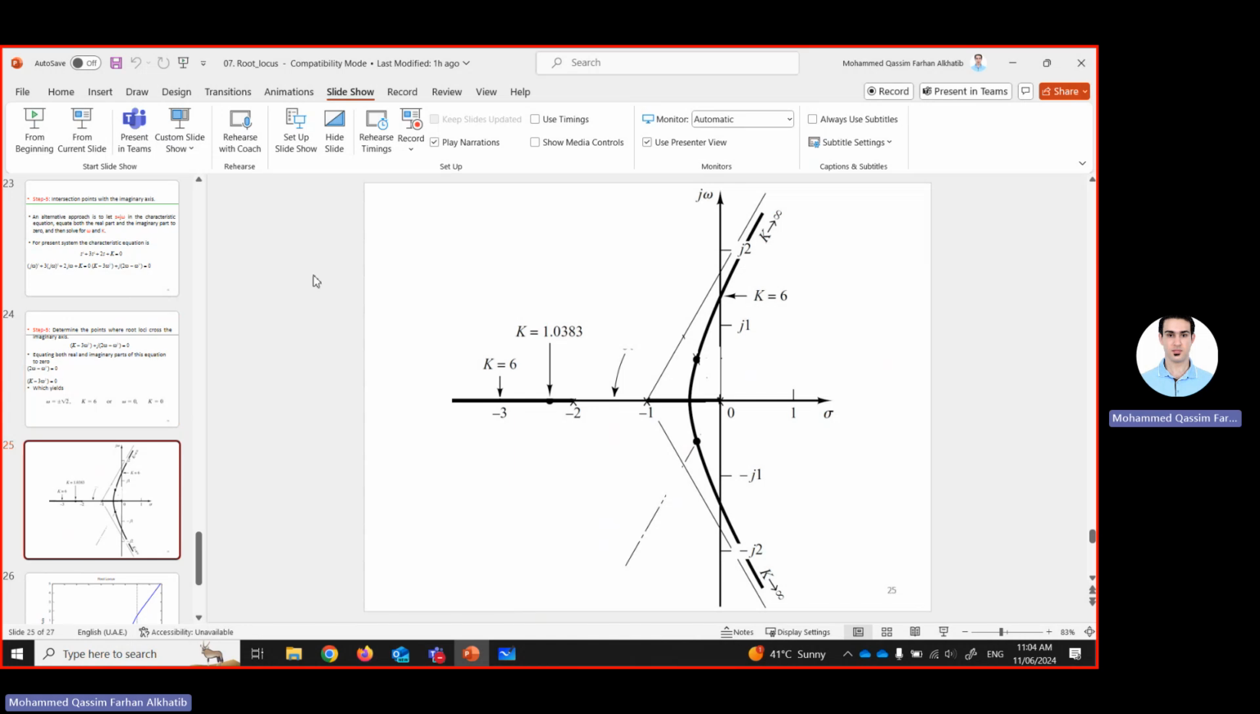It did the sketches. That's k equals 6. That's the intersection. So here we have j omega, j square root of 2. Okay, so that's it. That's the sketch.